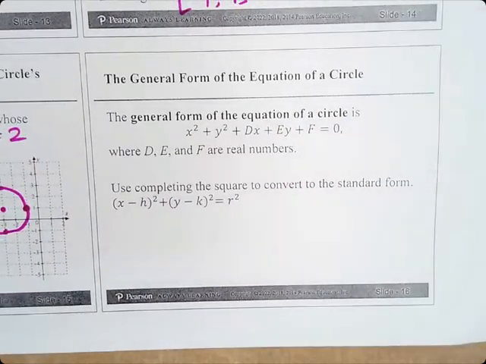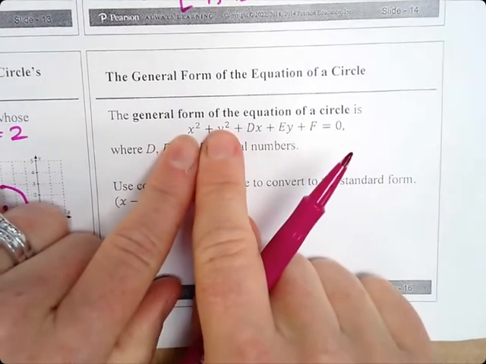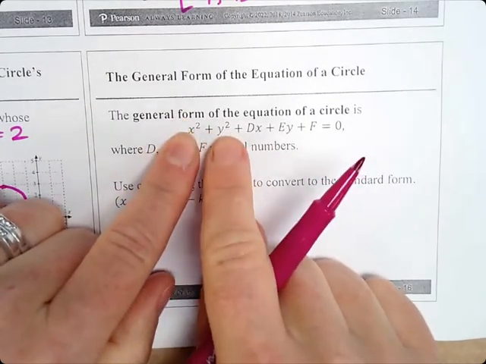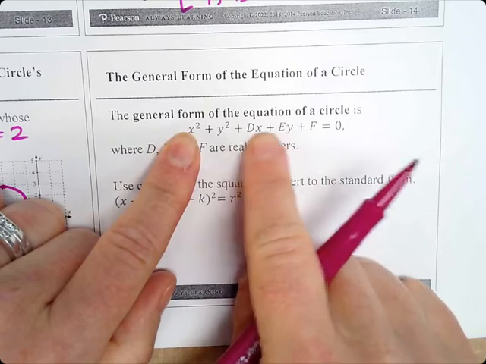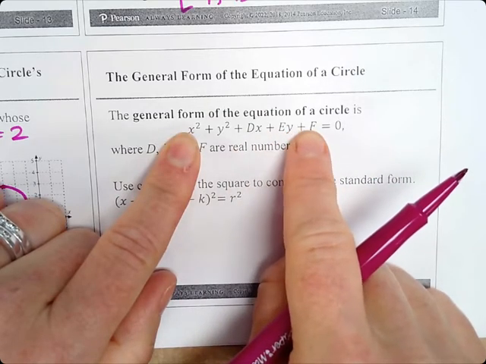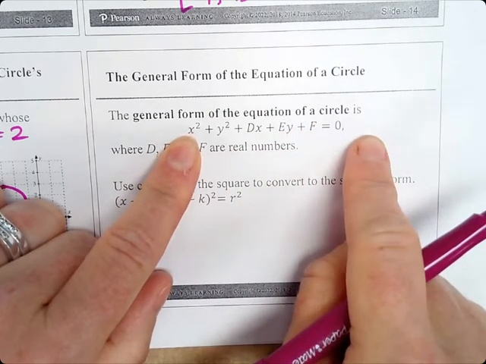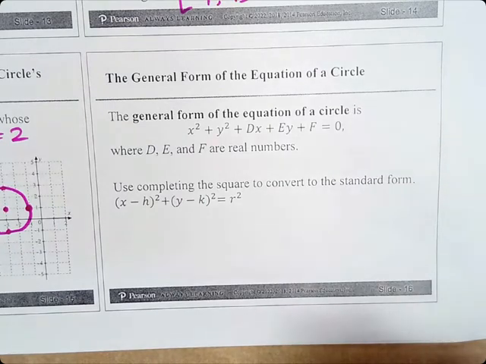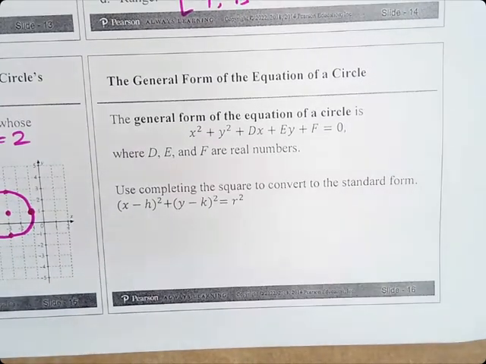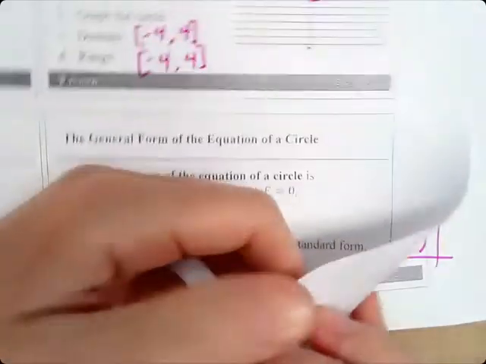Okay, when we're given the general form, so the general form has x squared plus y squared, and then we have something x plus something y plus some kind of constant equals 0. We're going to convert this to the standard form using completing the square. So remember, whatever you do to one side on completing the square, you have to do to the other to keep it balanced.